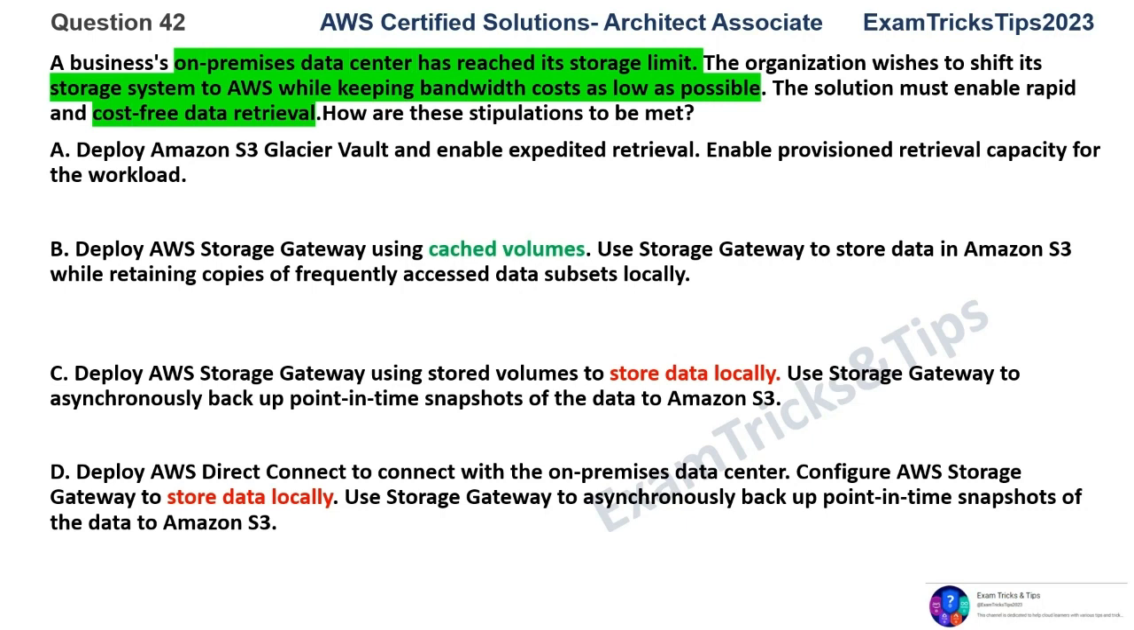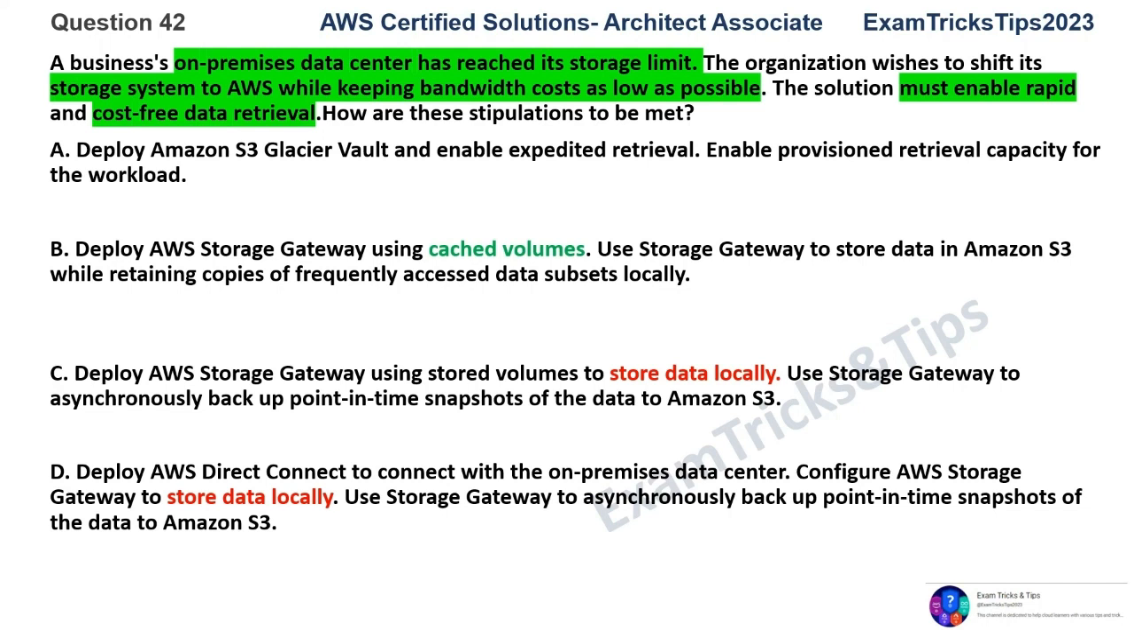So the first option says deploy Amazon S3 Glacier Vault and enable expedited retrieval, and enable provisioned retrieval capacity for the workload. S3 Glacier is an archiving solution. If you look at our problem description, we need to keep cost low, which is fine. S3 Glacier is cheaper, but we also need rapid and cost-free data retrieval, which is not going to be the case. Data retrieval in the case of Glacier is not immediate. There is latency and it will incur charges. So that's wrong.